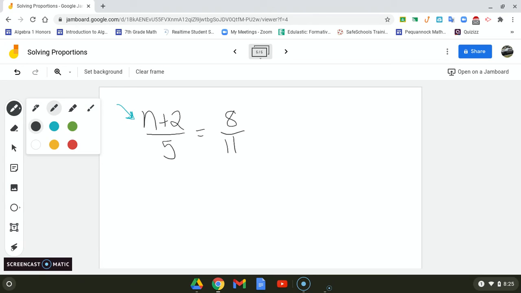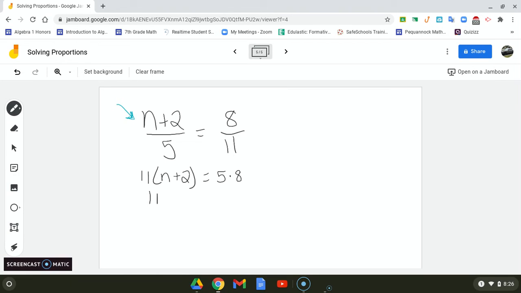So what we want to do is find our cross products. So I'm going to write this one out this time. I'm going to say it's 11 times n plus 2 is equal to 5 times 8. So that gives me 11n plus 22 is equal to 40.